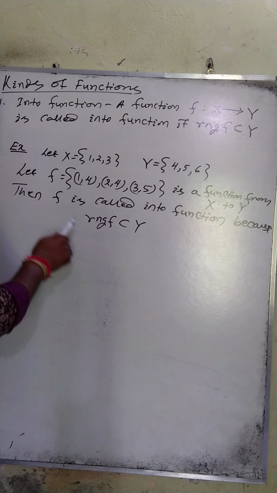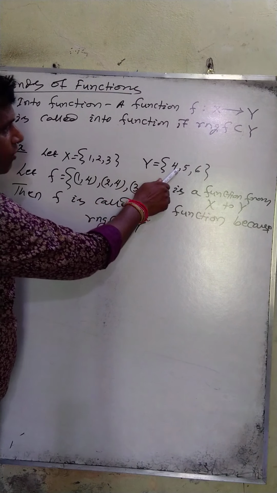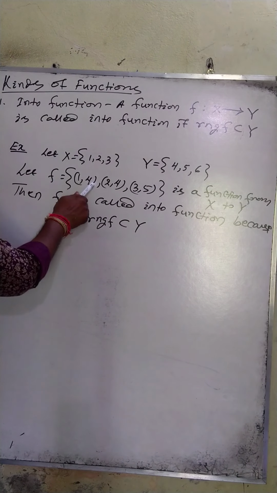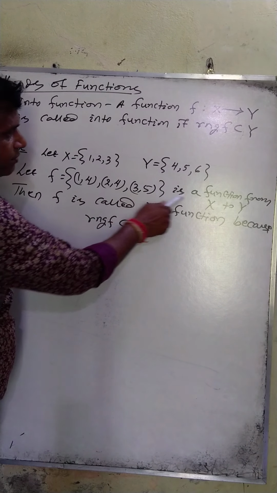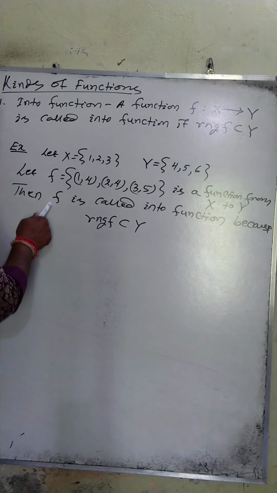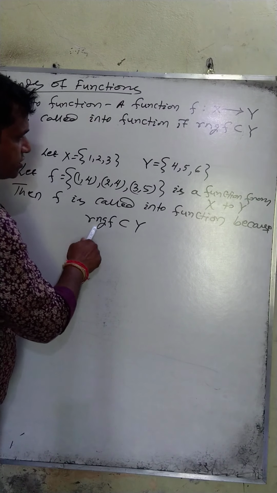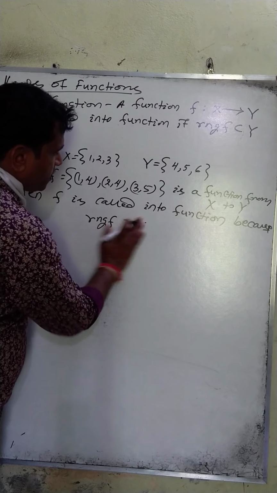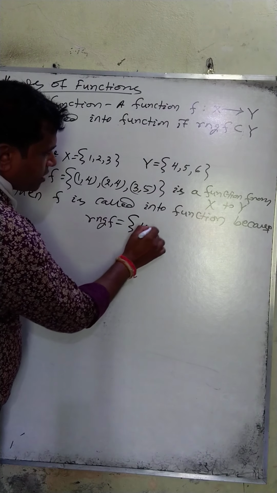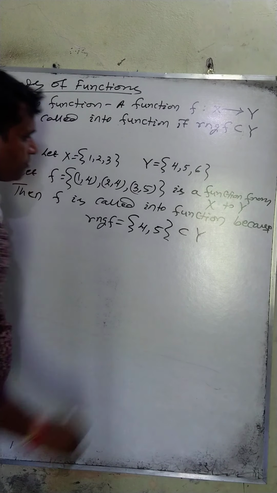Range is a proper subset of Y, then we call it an into function. Example: let X equal to {1, 2, 3}, Y equal to {4, 5, 6}. Let f = {(1,4), (2,4), (3,5)} be a function from set X to Y. Then f is called an into function because range f equal to {4, 5}, that is a proper subset of Y.